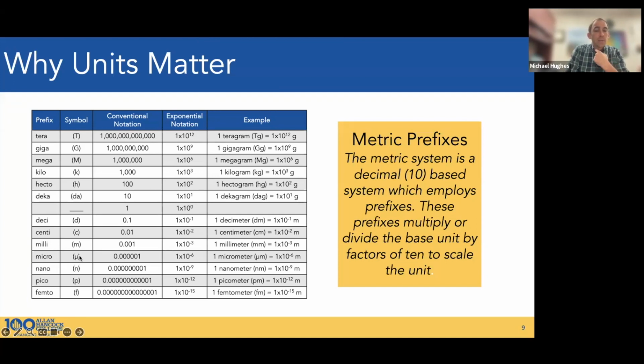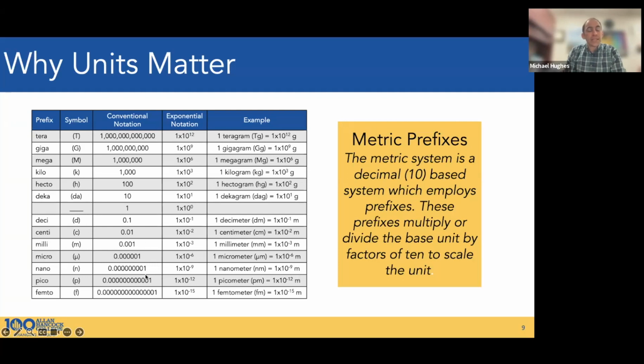Micro, this is the symbol mu, and it stands for micro, which is 1 millionth. So 1 times 10 to the negative 6. So 1 micrometer is 1 times 10 to the negative 6 meters, or there are 1,000,000, or 10 to the 6 micrometers that make up 1 meter. A nanometer is 1 billionth of a meter. Often we use this to measure light, and that means that there are 1 billion nanometers in 1 meter, or 1 nanometer is 10 to the negative 9 meters.